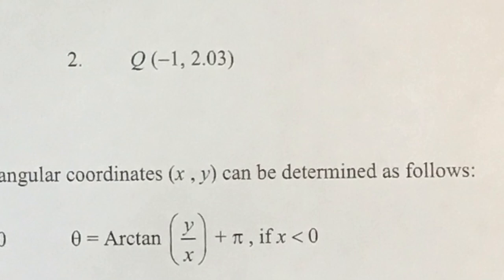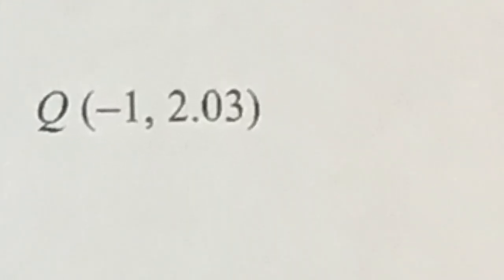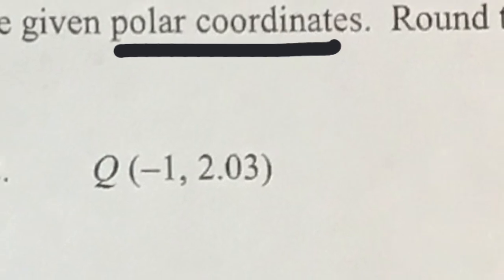So here's our next one. -1 is the radius, and 2.03 is the angle in radians. Right? We know it's in radians because it doesn't have a degree on it. From our previous lesson, 2.03 radians is about right in here maybe. So this would be the 2.03 radians.